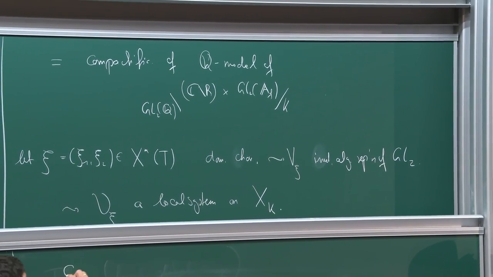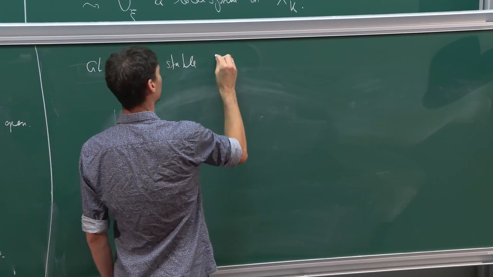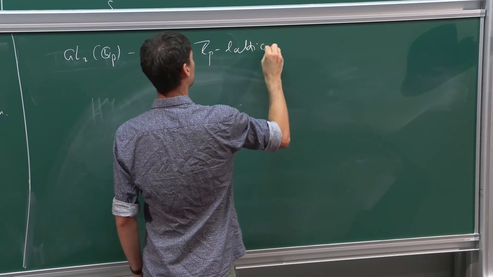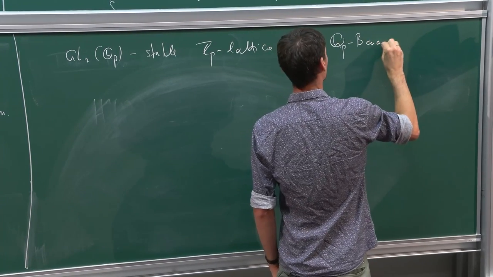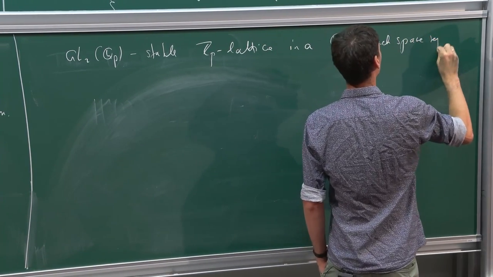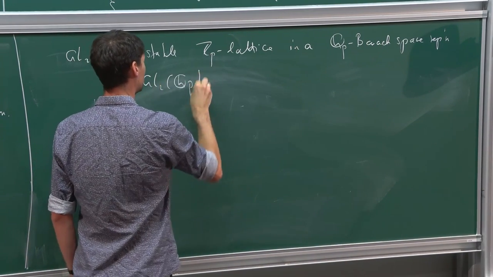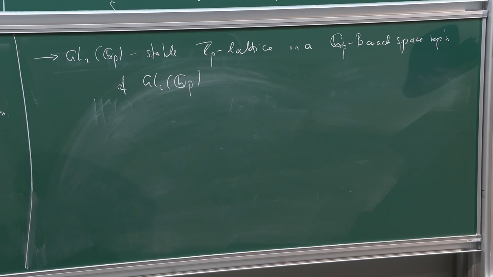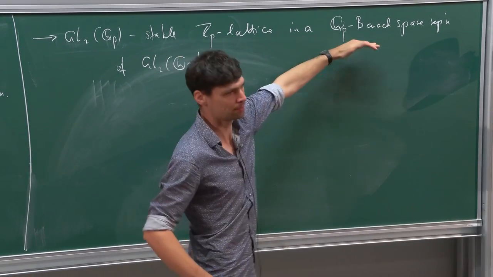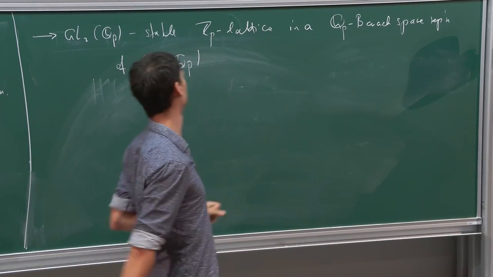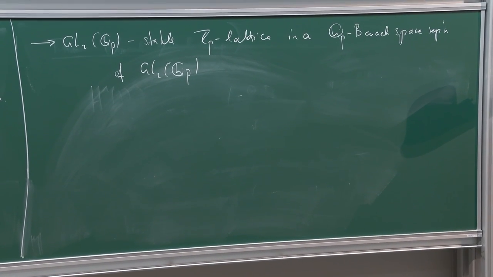So you maybe should think of this as a GL2 QP stable ZP lattice in a QP Banach space representation of GL2 QP. So you're really in a world of p-adic Banach space representations or lattices therein, in some really completed world. Okay, that's what this object is.